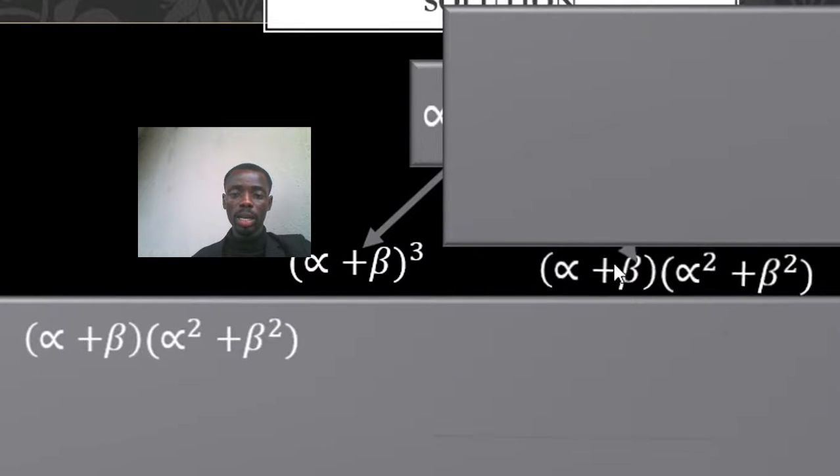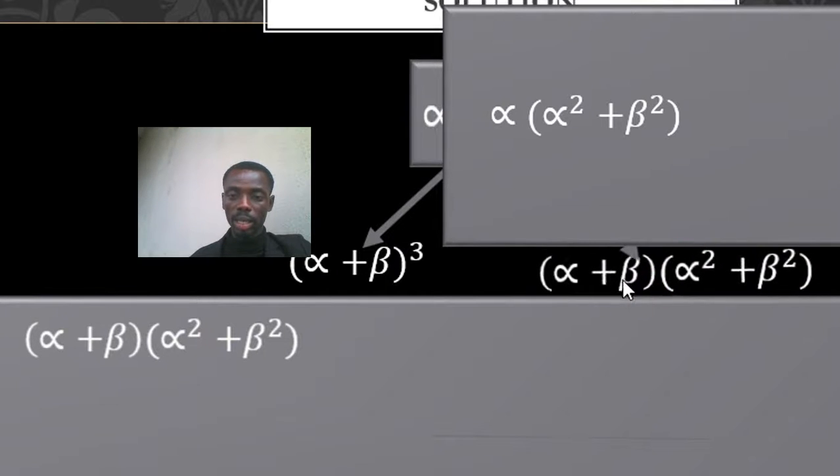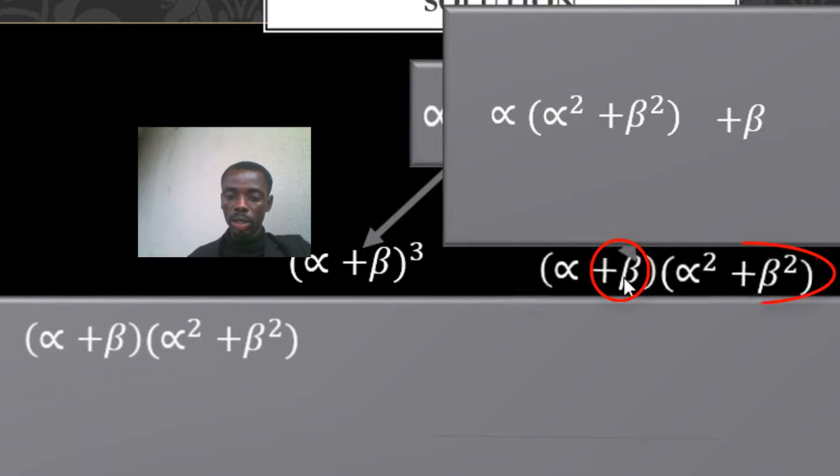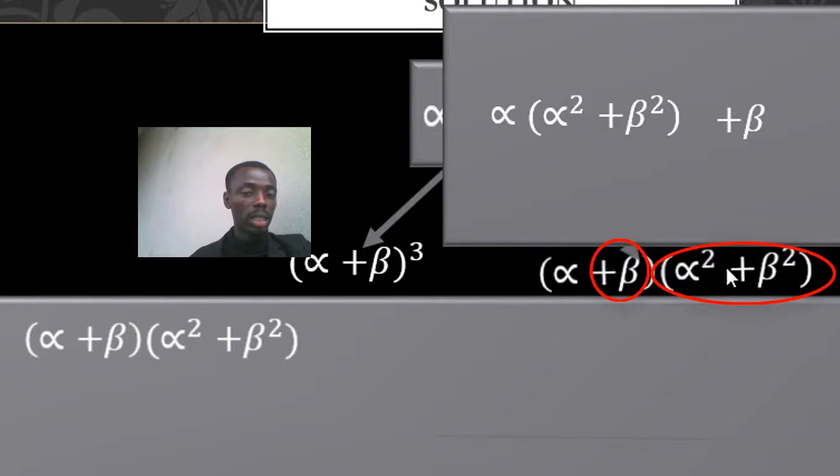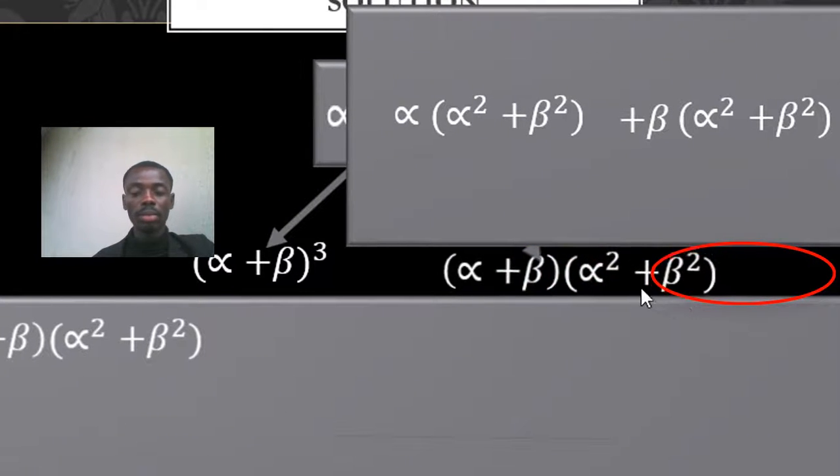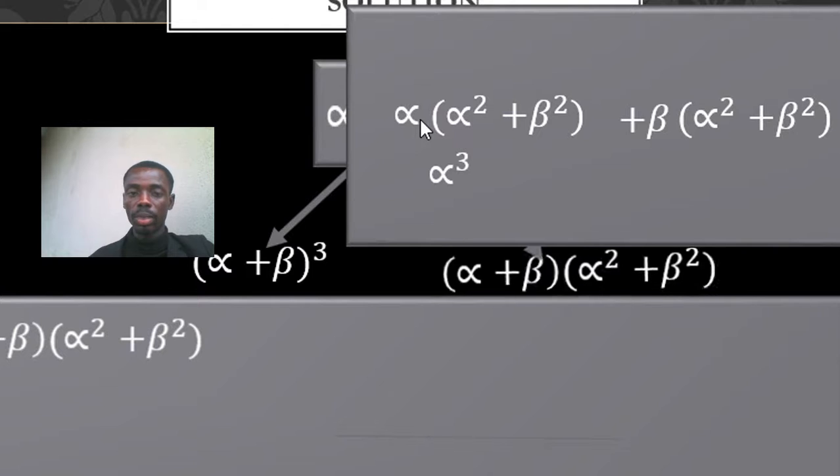So in my expansion, I need to expand alpha plus beta multiplying alpha squared plus beta squared. So how do I do that? I need to bring out this alpha, which is the first term. Okay, then bring out everything in this bracket, the normal expansion. Here is plus beta, the second term in this first bracket, then write out everything in the other bracket, which is the same as this. So let me do a full expansion.